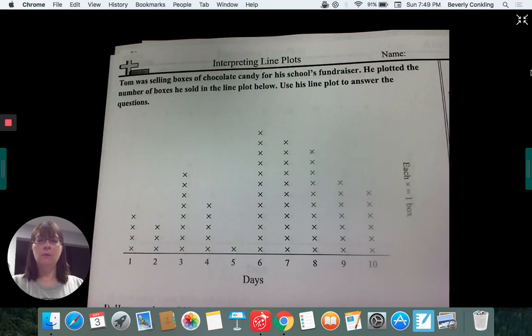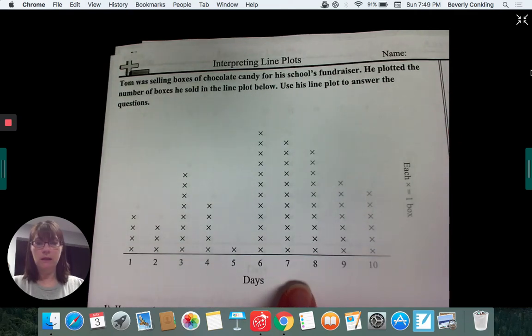Okay, so today we're going to be working with line plots, and what you see here is a line plot. You'll notice it's just a bunch of X's over some numbers. So let's go through this and explain what this is so you understand what you're doing on today's homework.